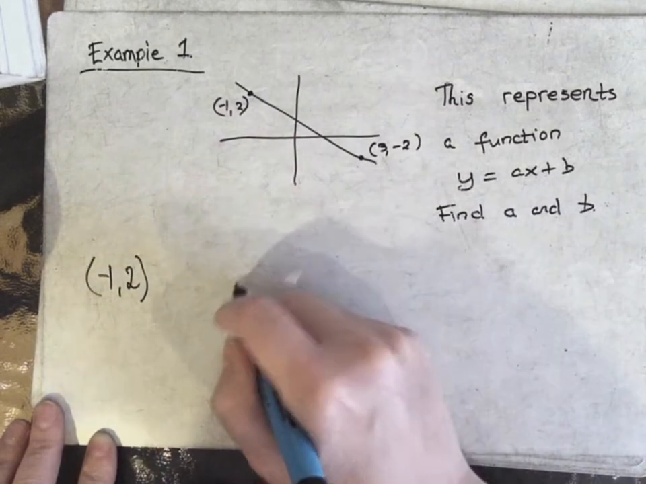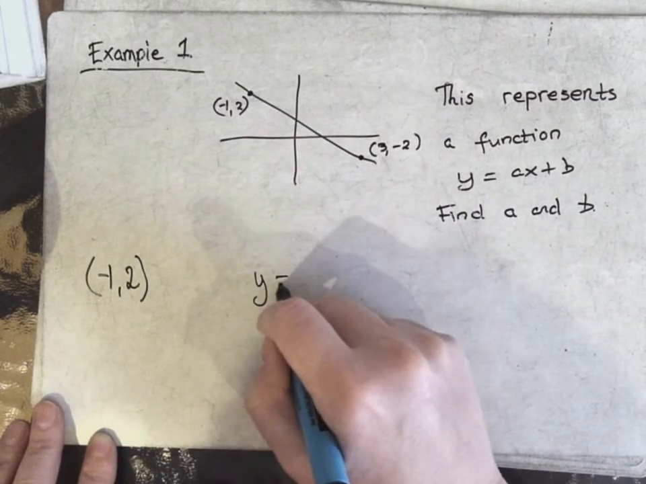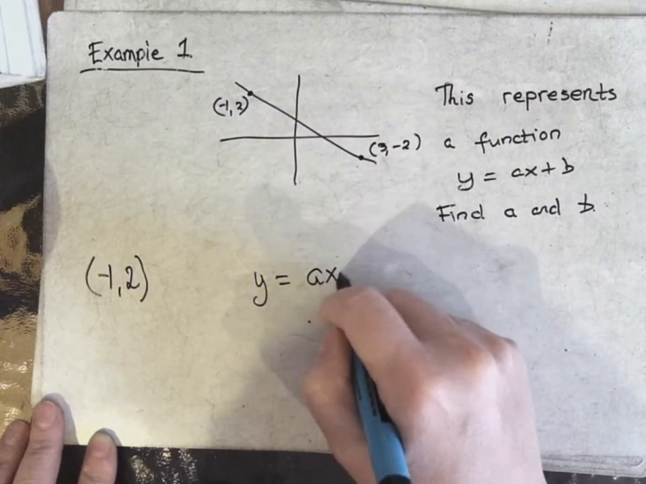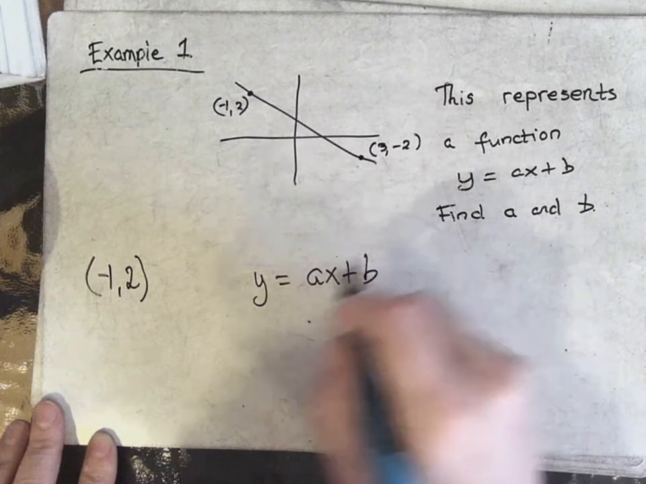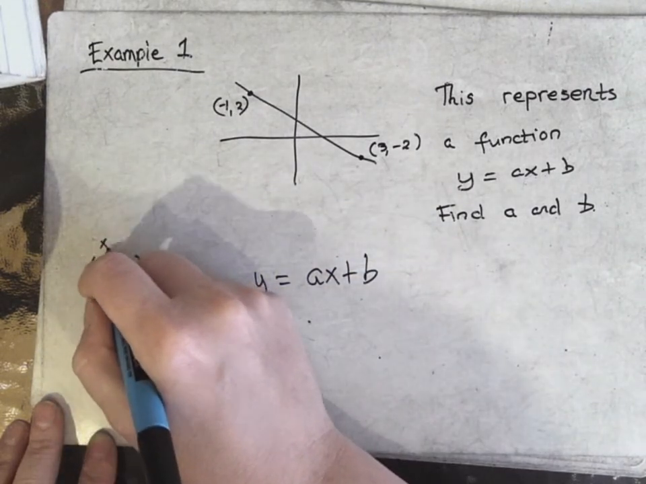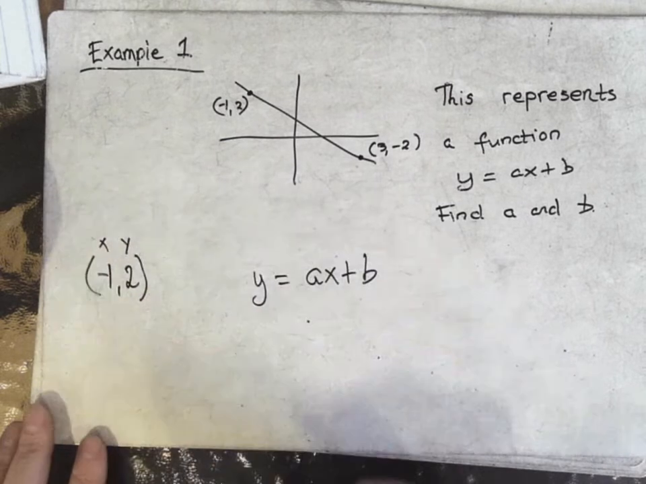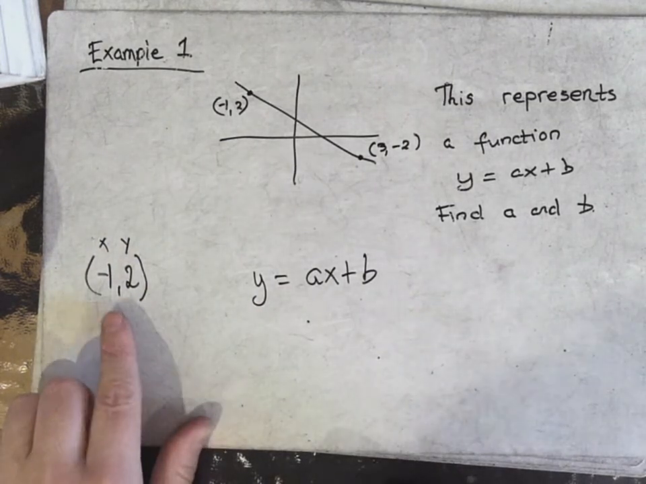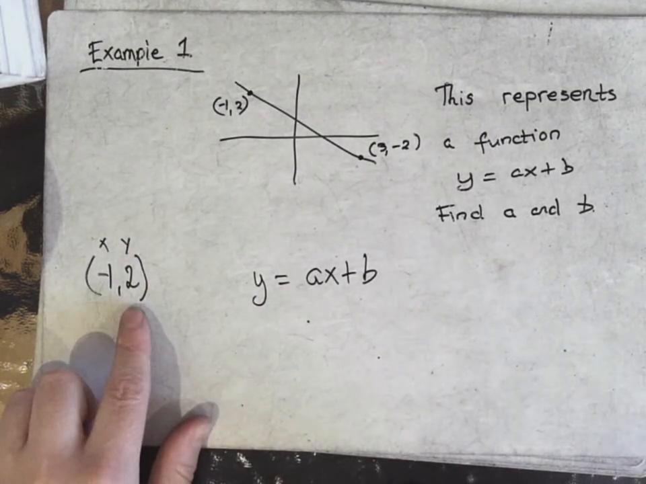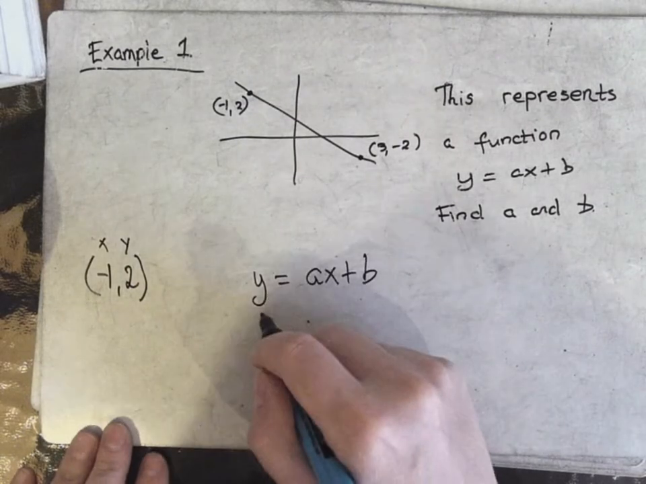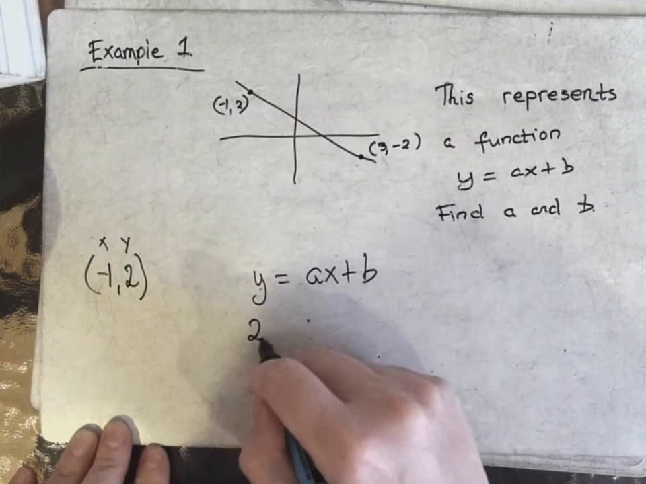And I'll take my general equation, y equals ax plus b. Now, because I have a point, I know x is minus 1 and I know y is 2. So everywhere I see an x, I'm going to put in minus 1. Everywhere I see a y, I'm going to put in a 2. So instead of that y, I'm putting in a 2.